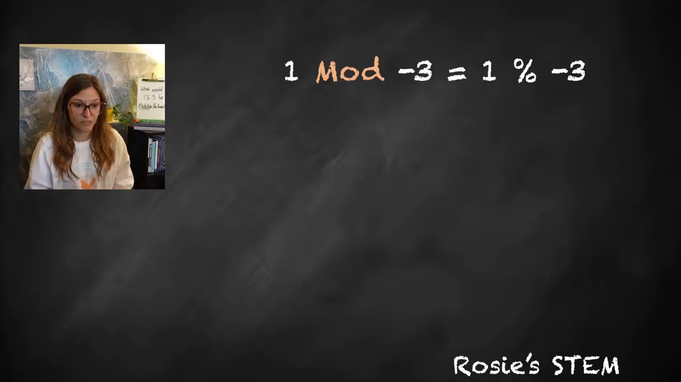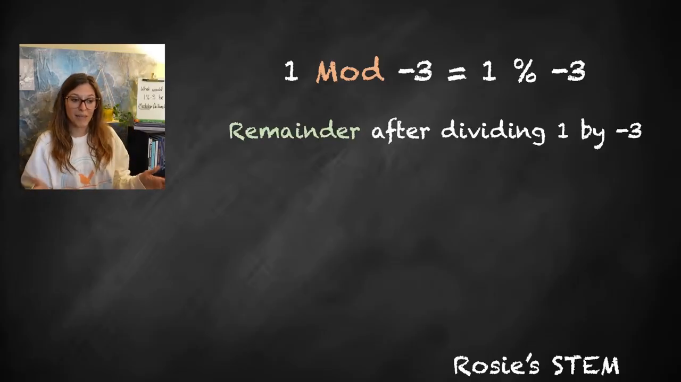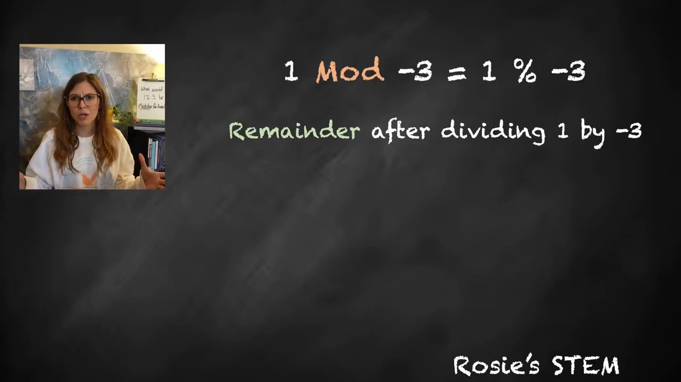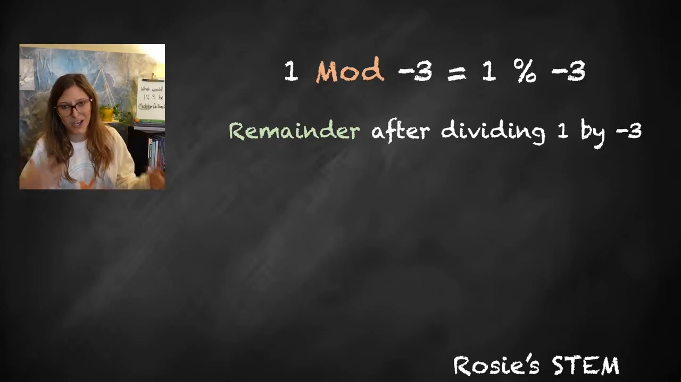So that brings us back to our original question. What about 1 mod -3? So we're looking at the remainder after dividing 1 by -3. If we are in Python, we will get an answer. If we're talking about pure math, we would say that this question is undefined.